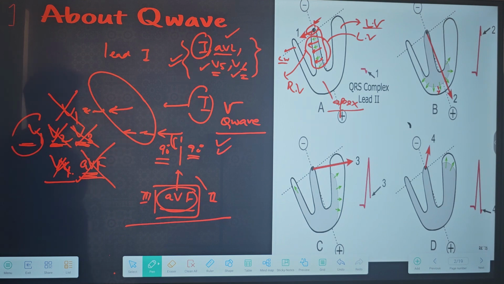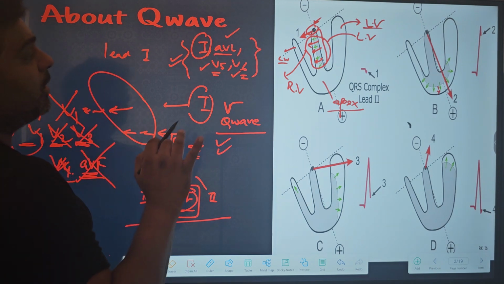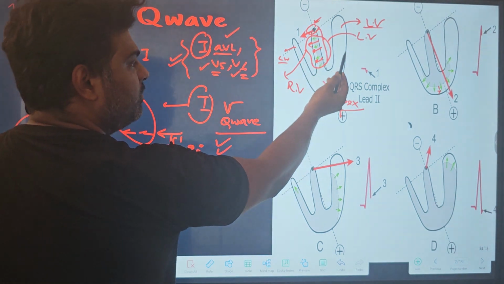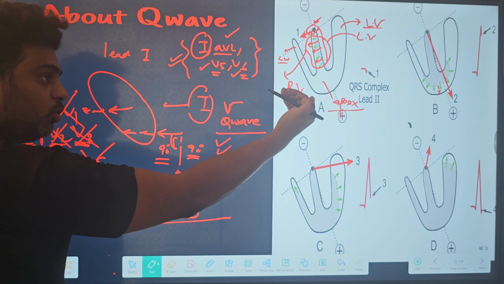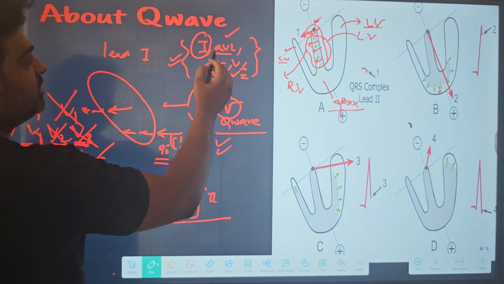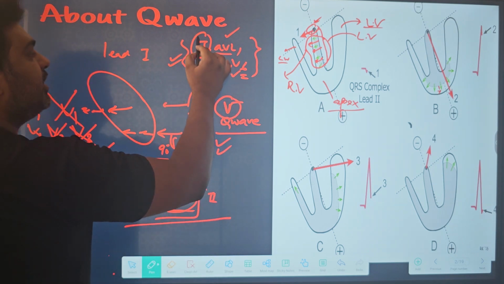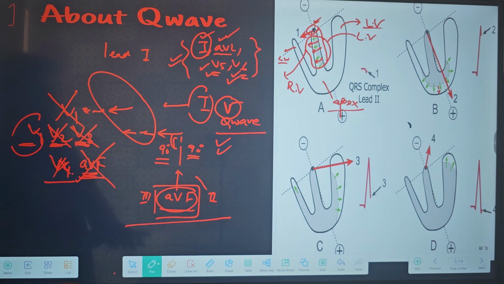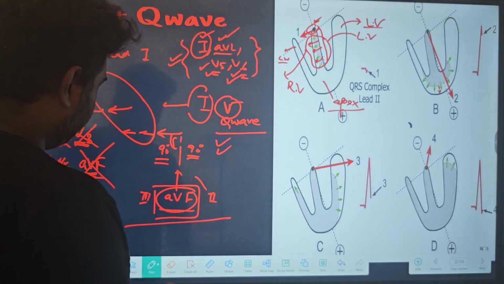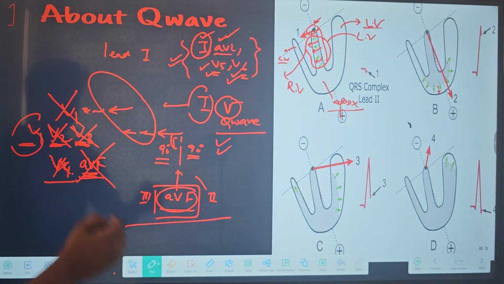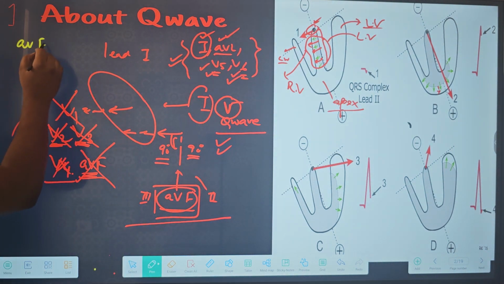So what is the final take home message? Because of the septal depolarization, the lateral leads see the septal depolarization going from left to right, and since it is going away from the lead, they measure a small Q wave. So a Q wave will be present in leads 1, AVL, V5 and V6, which are lateral leads. It is not a pathological Q wave. And a Q wave will never be seen in leads AVF, V1, V2, V3.